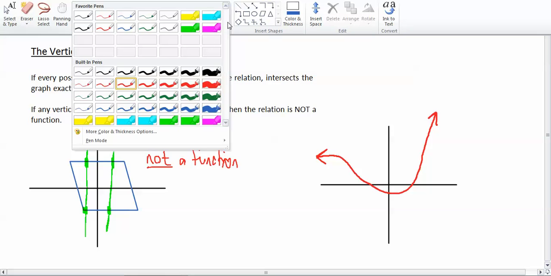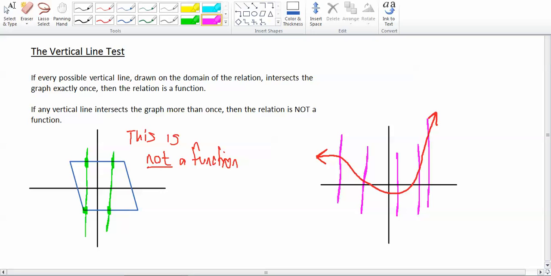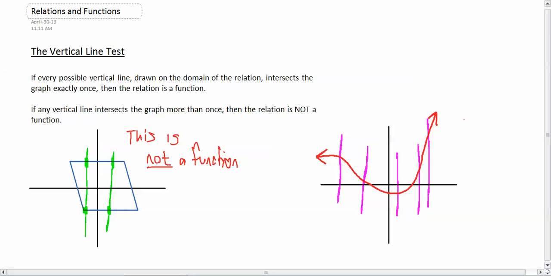So let's try the same thing with this one. Any vertical line that I draw through this function is only ever going to intersect at exactly one spot on the function. It doesn't matter which point I choose, we can see that there's no point where if I draw a vertical line, I'm going to get a double intersection. So because of this, this is a function.